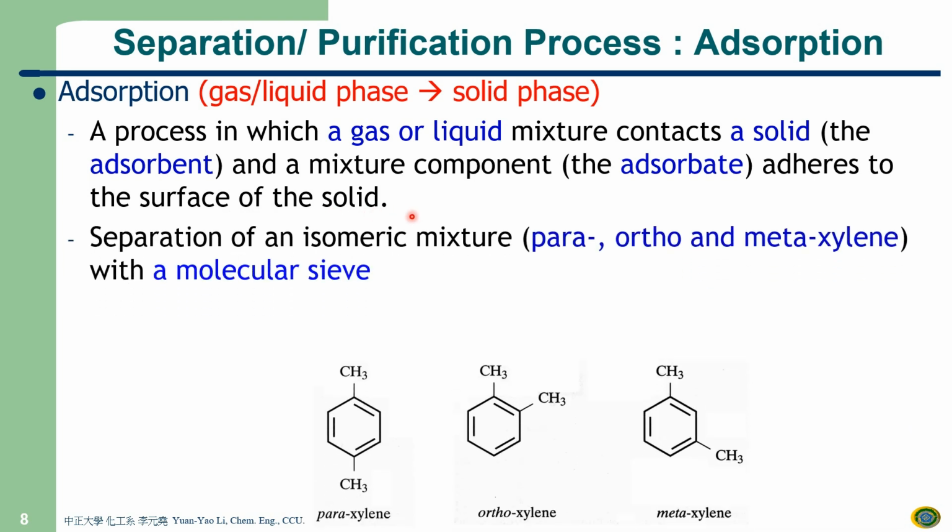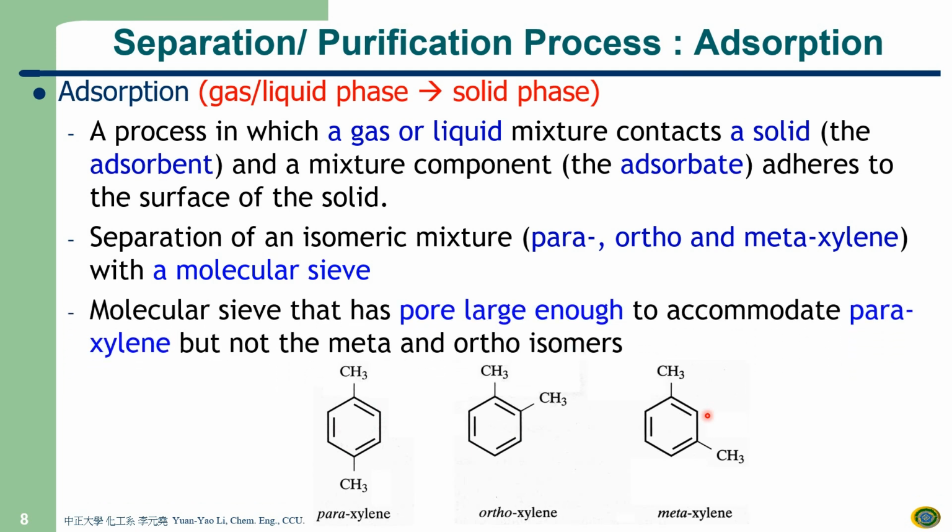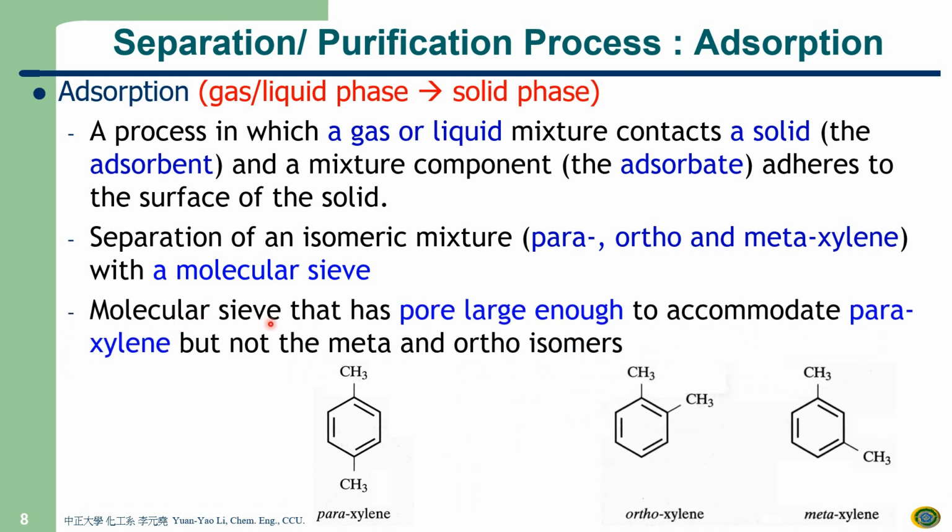So this is another example. You have three types of species. This is para-xylene. This is also xylene. This is meta-xylene. So how are we going to separate this one? You can use adsorption to adsorb this one and remove these two. Okay? So if we have a molecular sieve, this one can be adsorbed on the adsorbent, and you can get these two free. So that's why you do the separation by adsorption.